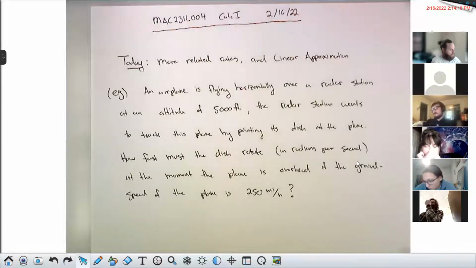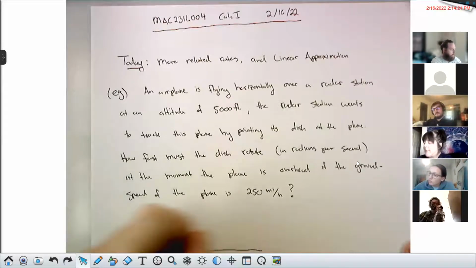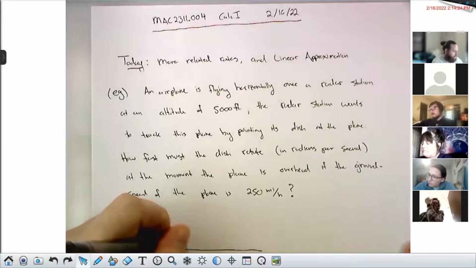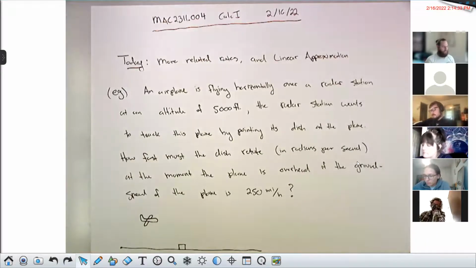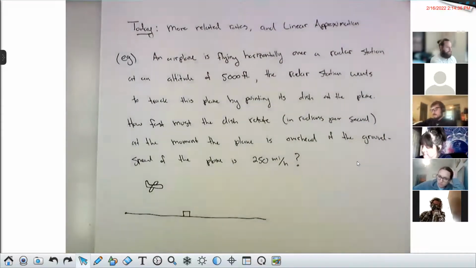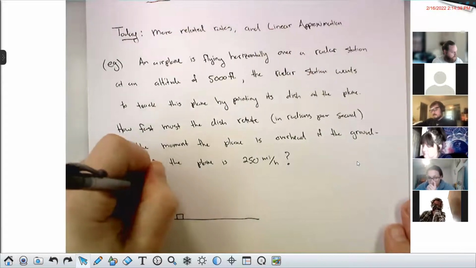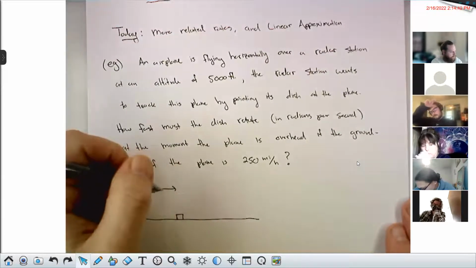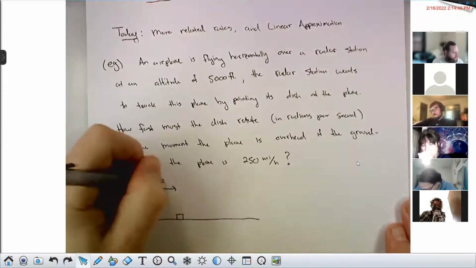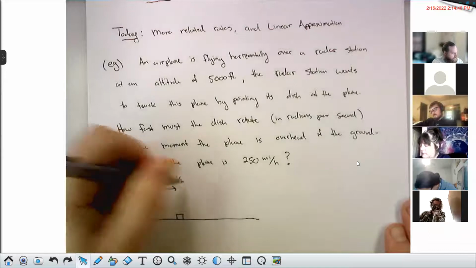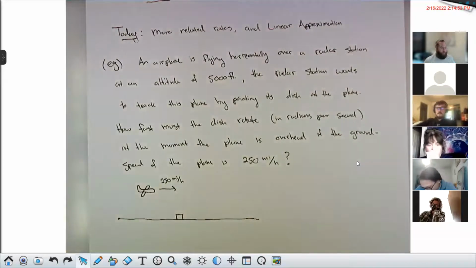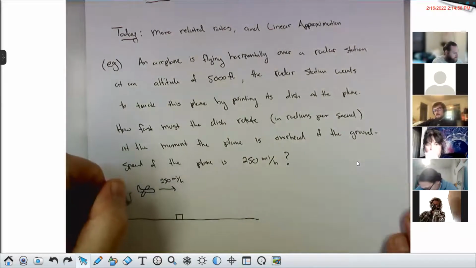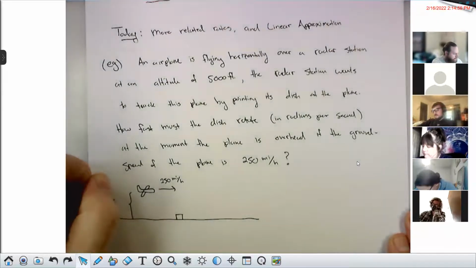So first, let's draw ourselves a picture. Here's my radar station. And here's my very crude drawing of an airplane. So the plane is flying straight ahead, flying horizontally, and it's traveling at 250 miles per hour. That's its ground speed, its straight speed along the ground. We know that the altitude, since the plane is flying horizontally, will remain at this 5,000 feet.